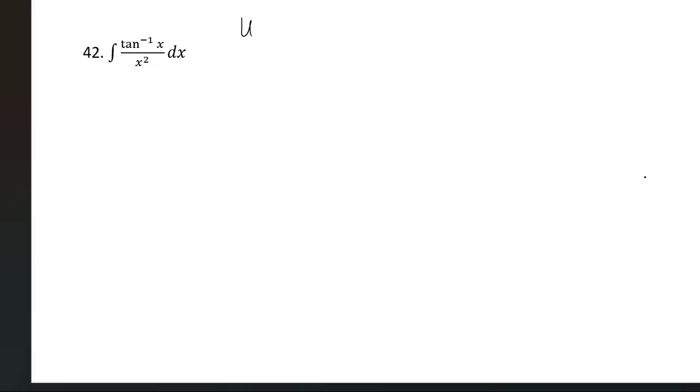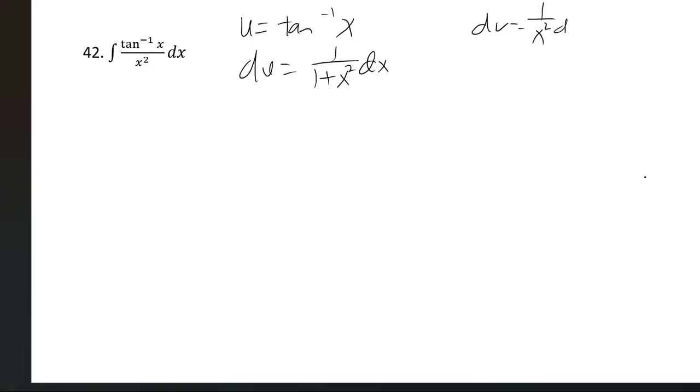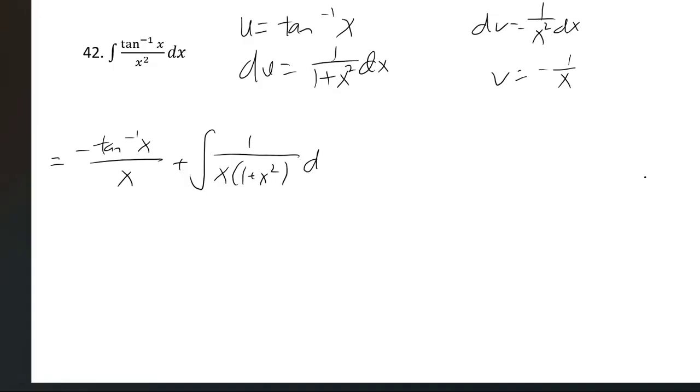Let u be inverse tangent x. du is 1 over 1 plus x squared dx. dv is what's left, 1 over x squared dx, so v is minus 1 over x. Then uv minus the integral of v du gives minus inverse tangent x over x minus the integral of v du. There's a minus already in v, so it becomes plus the integral of 1 over x times 1 plus x squared dx. Do we know how to integrate this? We do: partial fraction decomposition. We do need it in the end here.